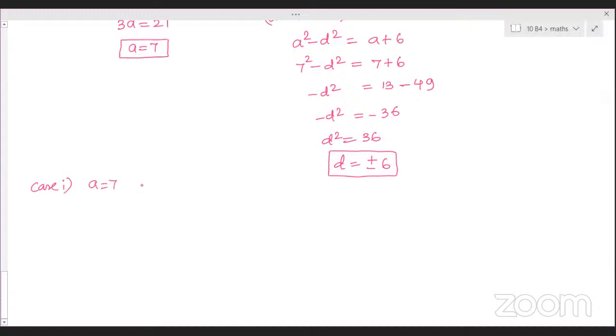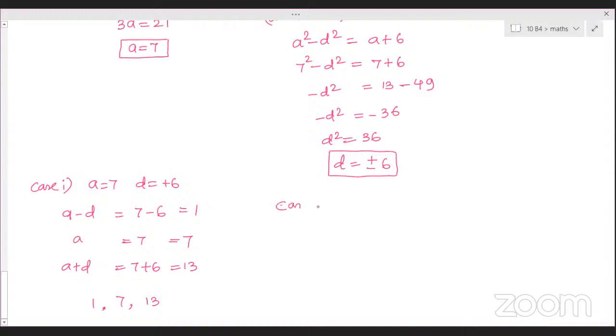A is 7, D is plus 6. Then the 3 terms are A minus D, A and A plus D. That is equal to 7 minus 6, 7 and 7 plus 6. That is equal to 1, 7 and 13. So 1, 7 and 13.